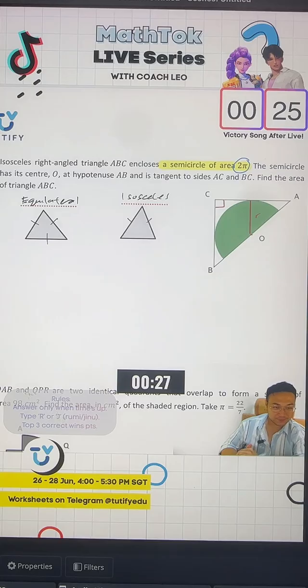30 seconds left. Get ready to type your answer, students. What is the area of the triangle? Three, 2, 1, and type your answer.